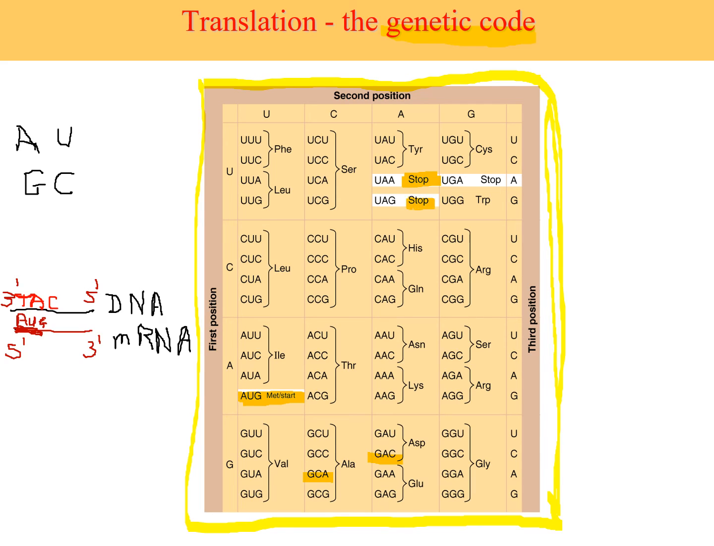And there are 3 possible stop signals: UAA, UAG, and UGA. Those are 3 stop codons. The only one I need you to learn and memorize is AUG for start codon.